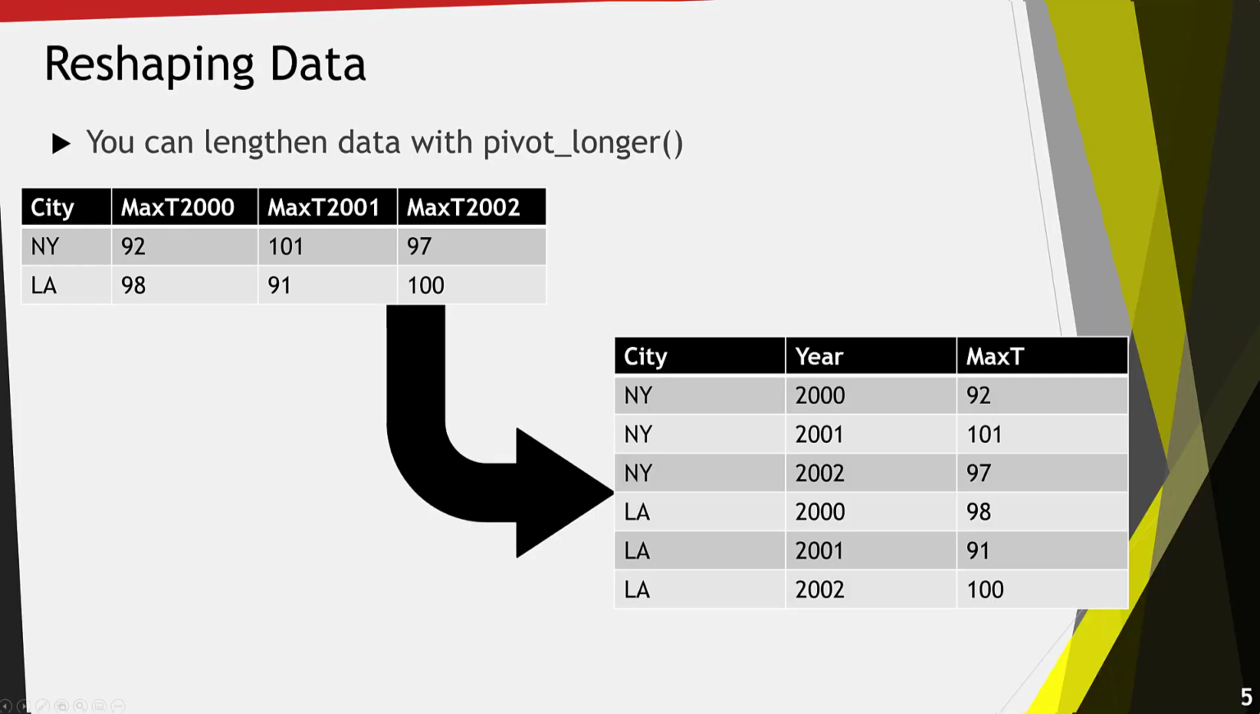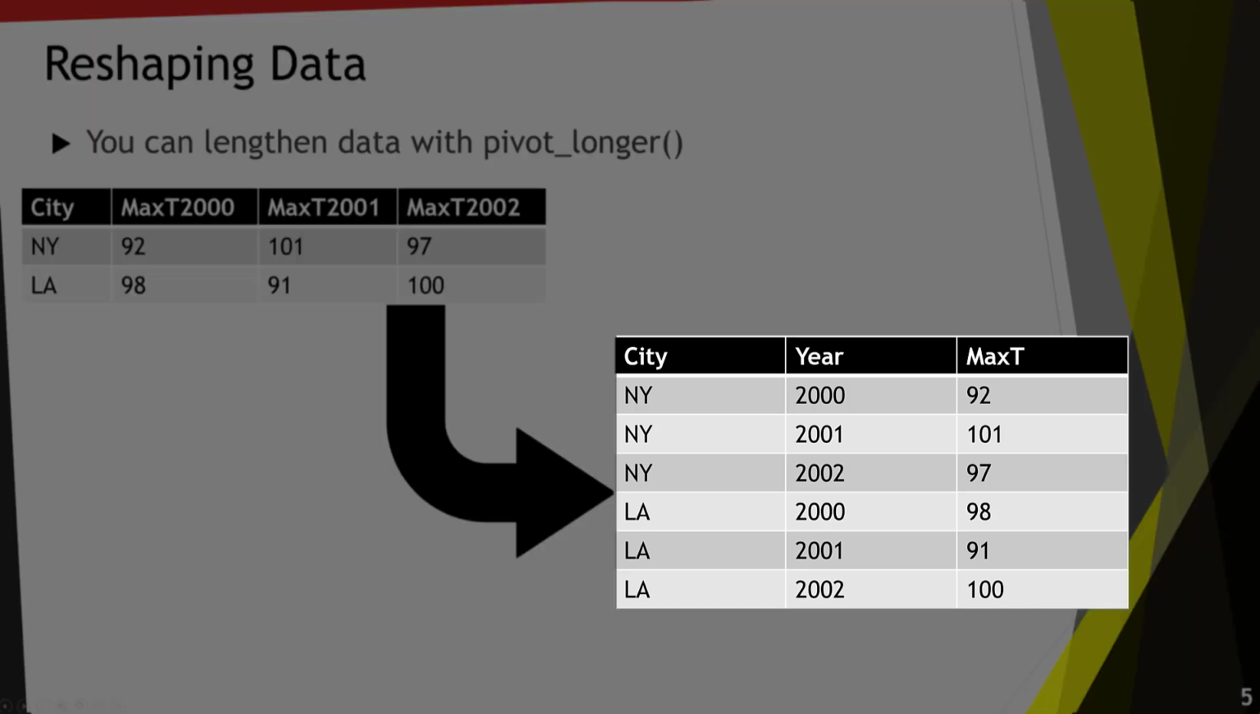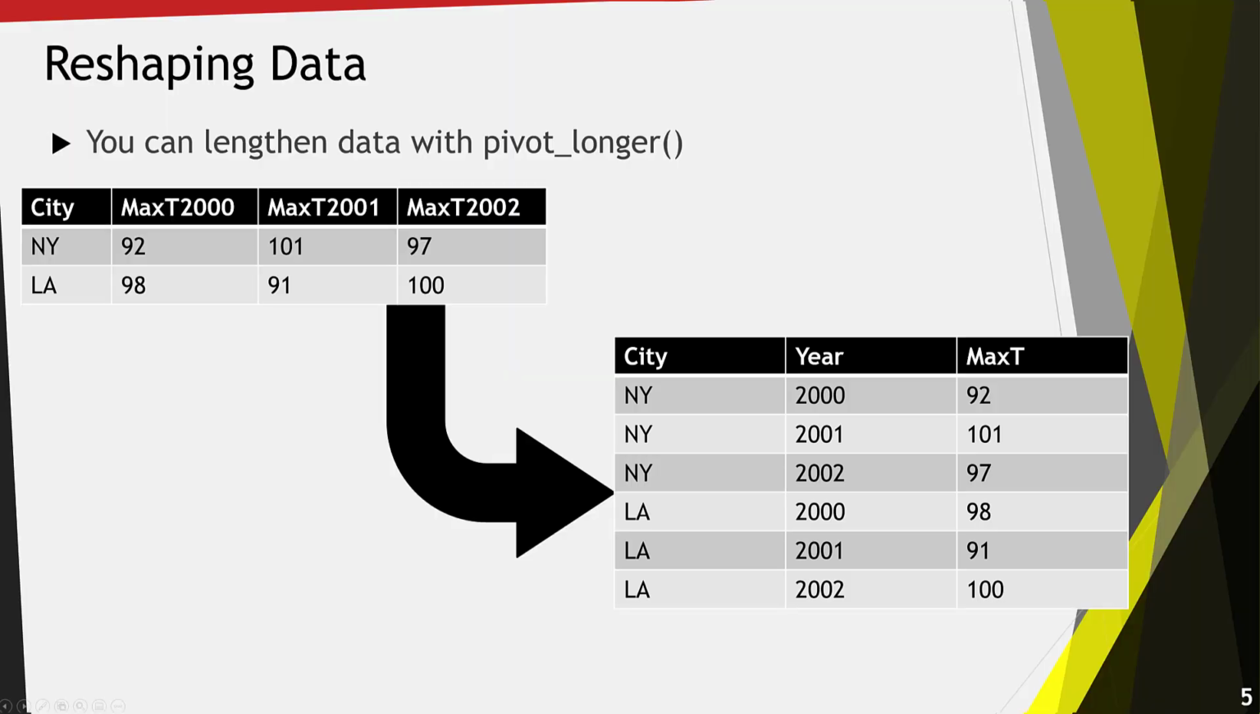These data don't conform to tidy data principles because we're storing the same type of information, the maximum temperature, in three different columns. What we might like to do is to convert the data to something that you see in the lower right. This conforms to tidy data principles. There is a city column, a year column, and a maximum temperature column. This is the type of reshape that you can perform with pivot longer.